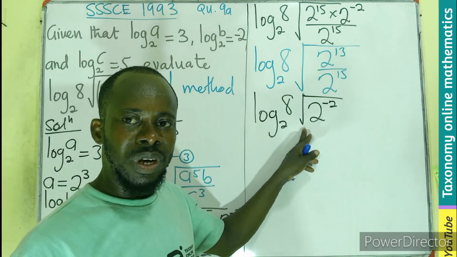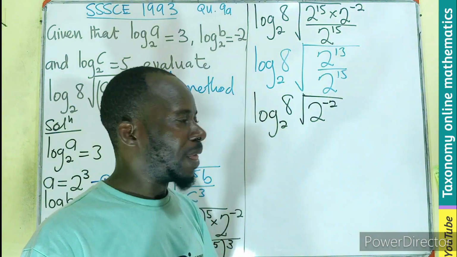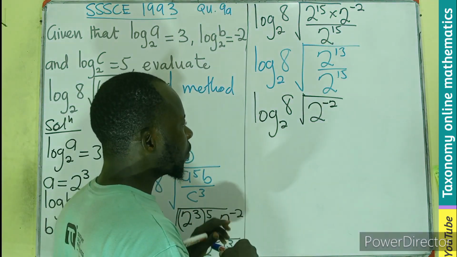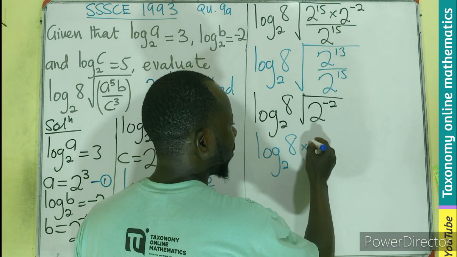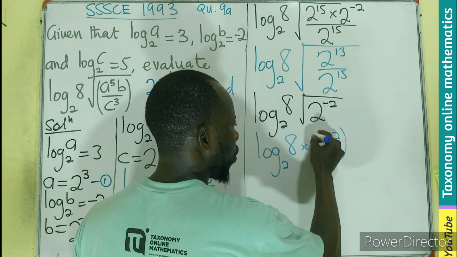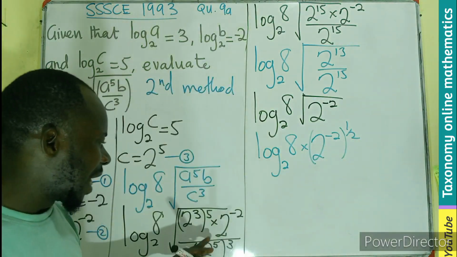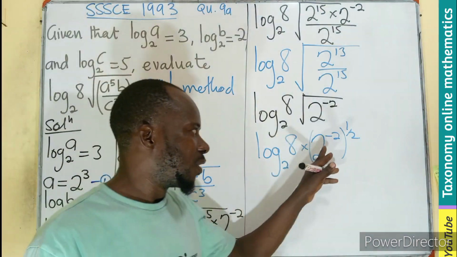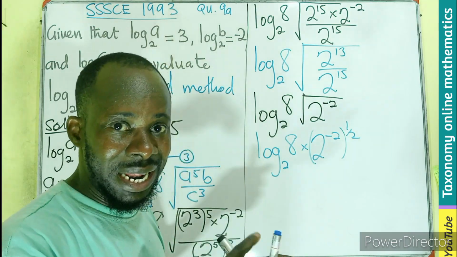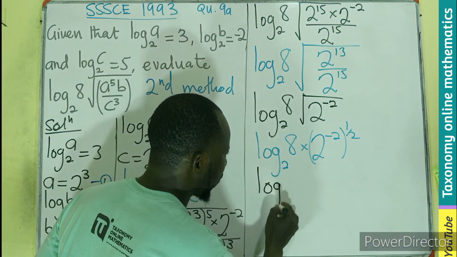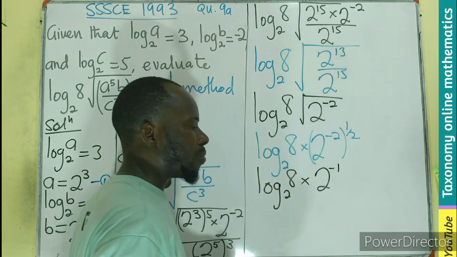In the case of this, we can now write the square root as a power of half, and that would be the log of 8 base 2 times 2 exponent minus 2 raised to the power half. We know that the powers will multiply, just like we multiply the powers as they are here. So negative 2 times half, that's half of negative 2, will give you 1, but negative. So I'll have the log of 8 base 2 times 2 exponent minus 1.